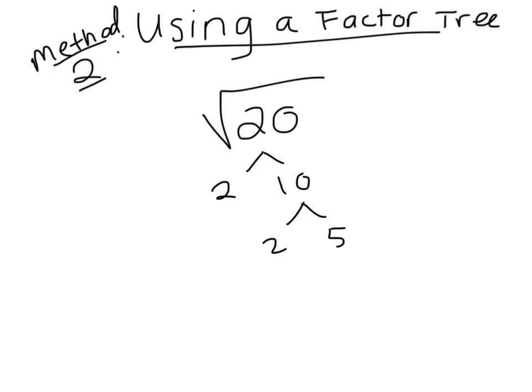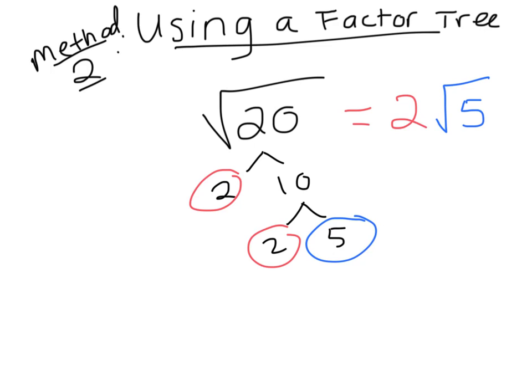Now, since I'm taking the square root, I want to cancel out groups of 2 of the same number. So, for instance, I have two 2's. In other words, I have 2 squared. The square root of 2 squared is simply 2. What I'm left with inside of my radical is a 5. So the square root of 20 can be written as 2 square root of 5, which agrees with the answer we got in method 1.